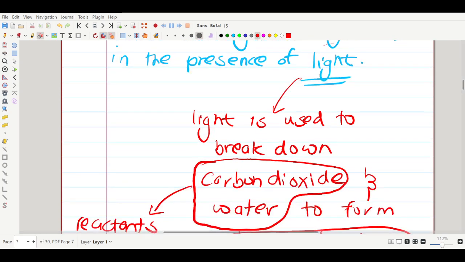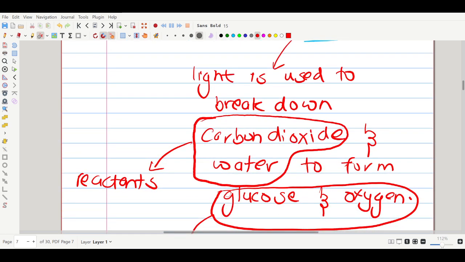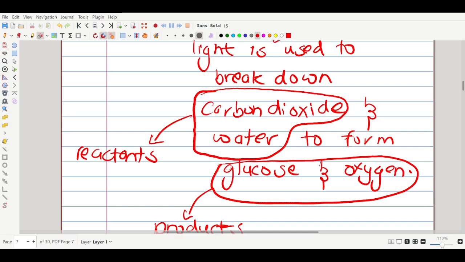Now let's focus on light here. What is the purpose of light during photosynthesis? What exactly is light doing during this process? Well, light is used to break down carbon dioxide and water to form glucose and oxygen.